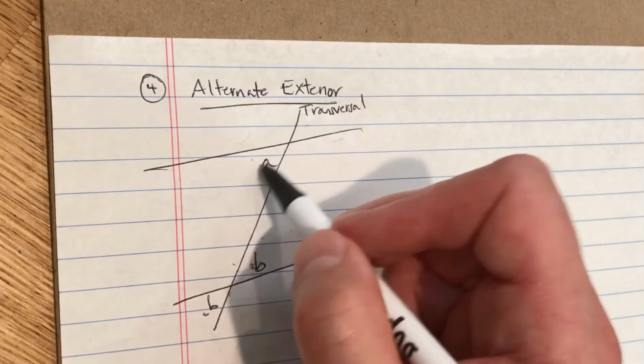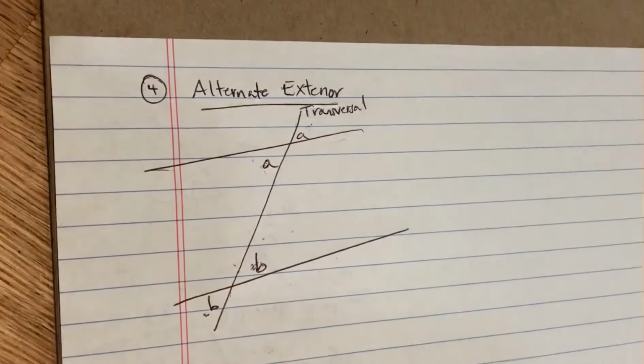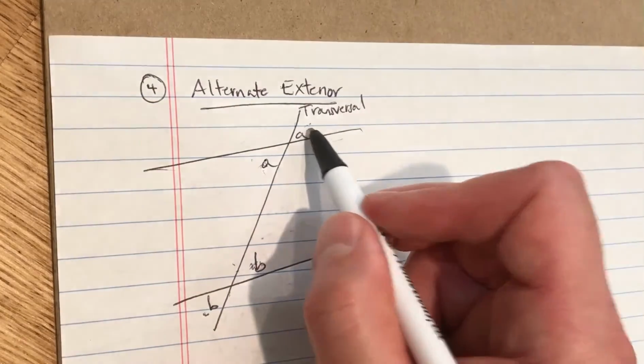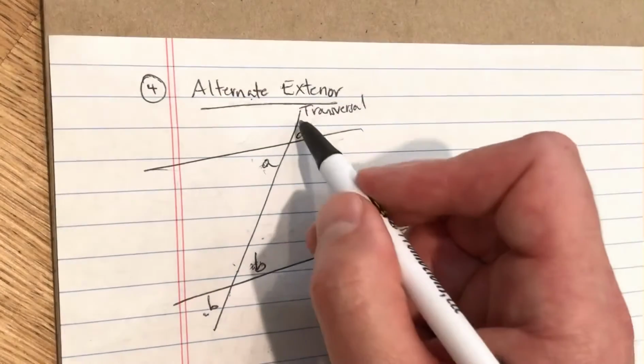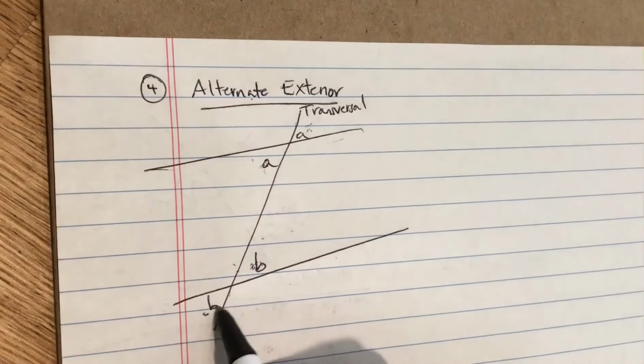Well, here we have vertical angles as well. If here's angle A, then this could be labeled as angle A as well. Now putting this all together, look what we've done with the new angle A and angle B we've put in. They're alternate exterior angles because they're on alternate sides of the transversal. A is to the right of it, B is to the left of it.